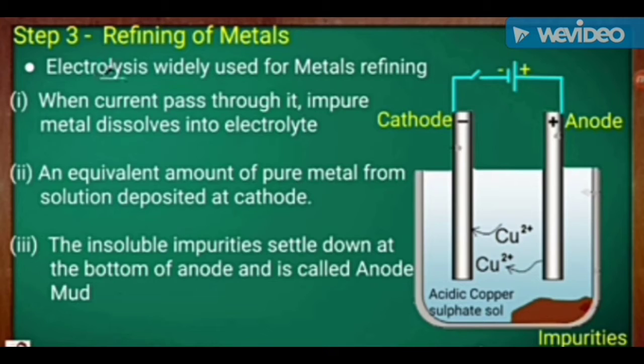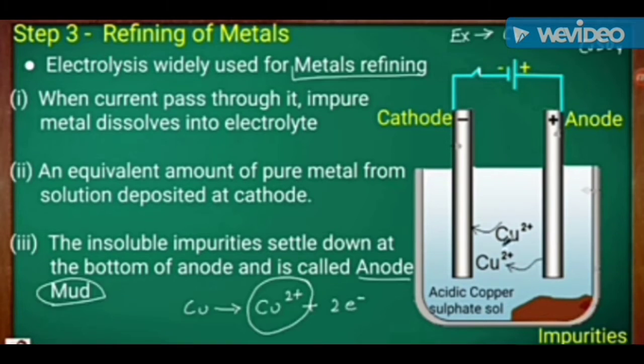So in this process the anode which is thick becomes thin and cathode which was thin becomes thick. Whatever impurities present will get accumulated below anode. This is called anode mud. That is the impurities. Let's read the points.